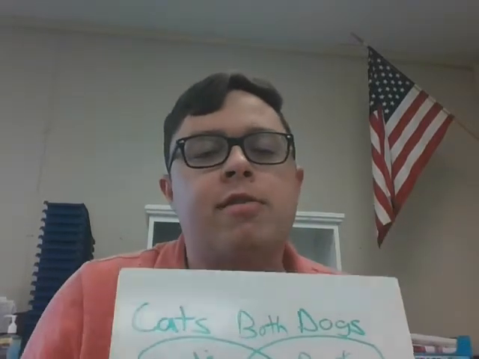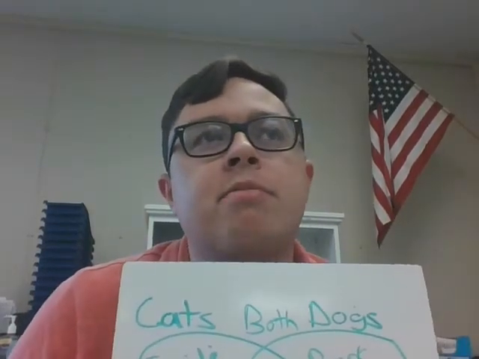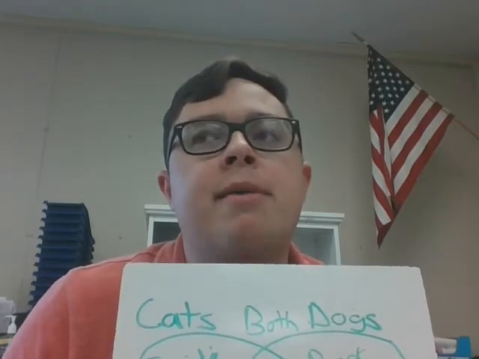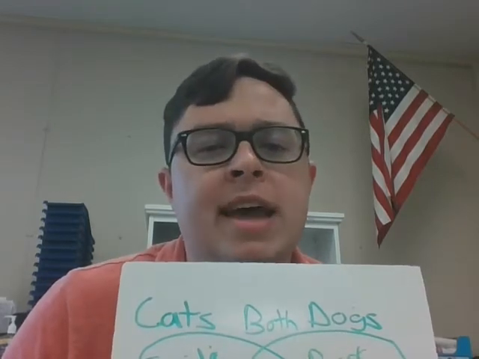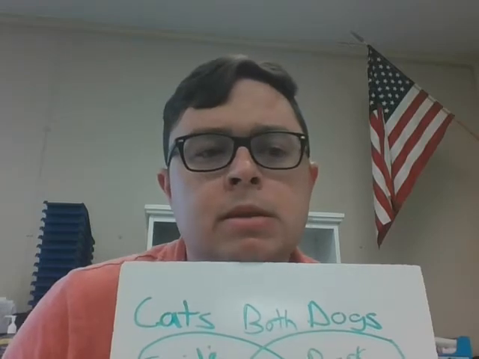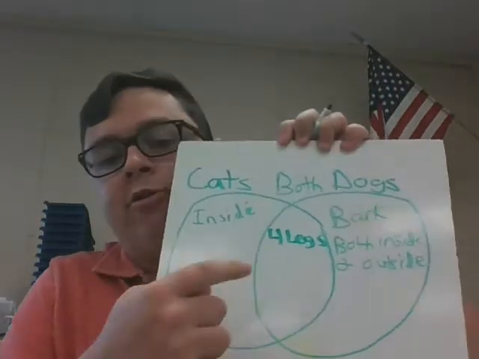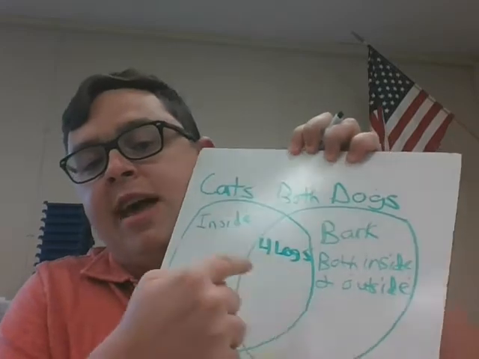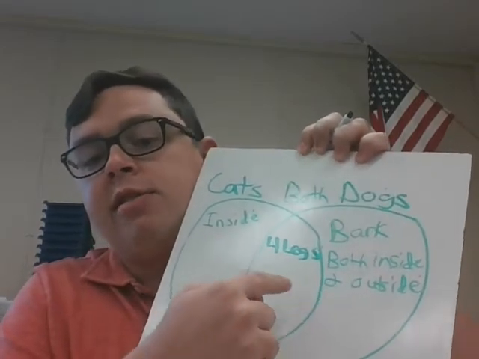So I'll let you think for a second. What is something that both cats and dogs, what is the same about both cats and dogs? How are they alike? Well, one way is that they both have four legs. So in the both section, I'm going to write four legs because they both have four legs. That's not just cats and it's not just dogs, it's both.